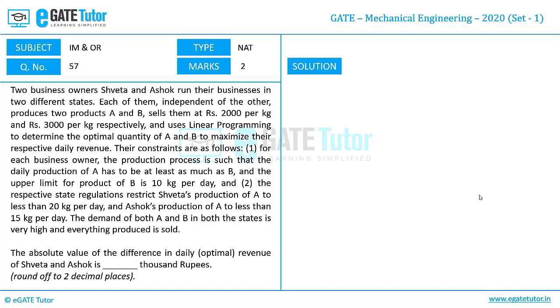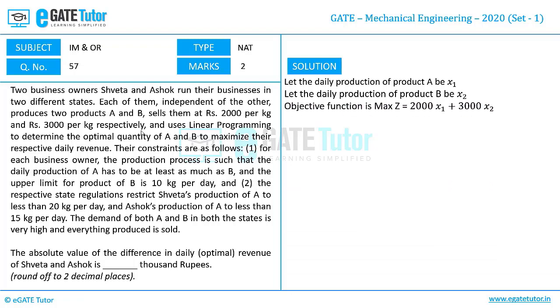So basically this is a question from linear programming graphical method. So let's try to solve this. First step is, let us assume the daily production of product A to be x1. Similarly, let us assume the daily production of product B to be x2. Now, from the given condition, two products A and B are sold at rupees 2000 per kg and rupees 3000 per kg respectively. So from this, we can write down the objective function as maximize z is equal to 2000 x1 plus 3000 x2.